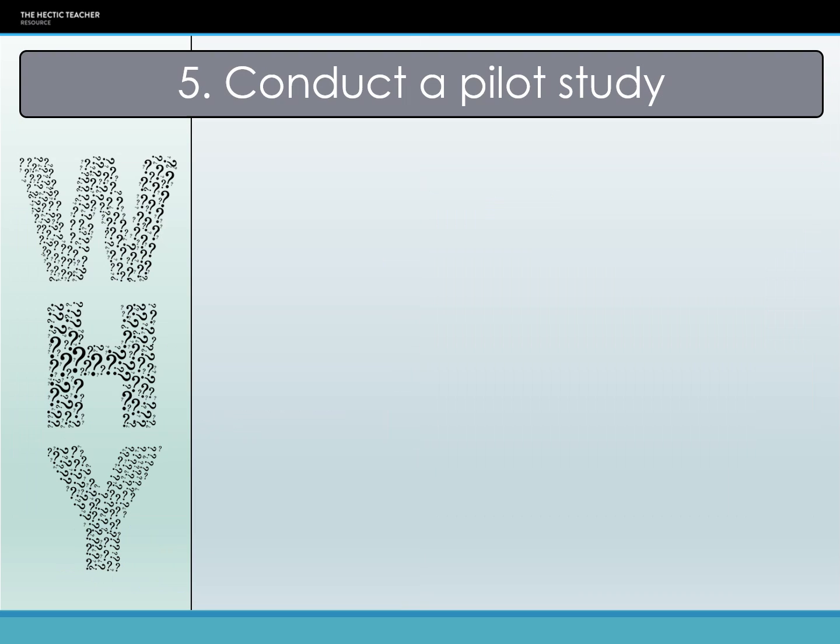Stage 5 then is conducting a pilot study. Now, a pilot study is a test run.